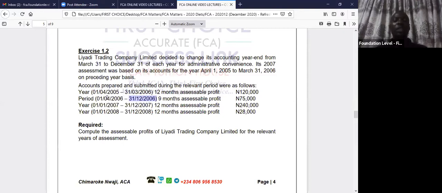So this is what you first of all identify. This is when the change occurs. Which year of assessment did this change affect? That is your first year of relevant change, your first year of change. After you have gotten the first year, look for the second year, which is the next year, and the third year, which is the next year.